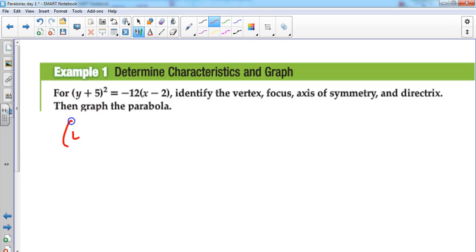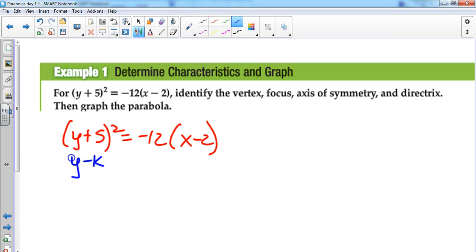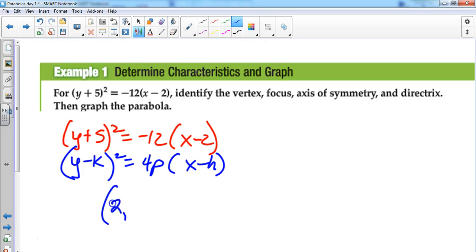If I write this down, y plus 5 squared equals negative 12 times x minus 2. Underneath it, I'm going to write what I know: y minus k squared equals 4p times x minus h. Guys, listen closely because you're going to get confused in a minute. The x always goes with the h. The y always goes with the k. So when you pull out the h and the k for the vertex, this one is going to have a vertex of 2, negative 5. Opposite of this, opposite of this.